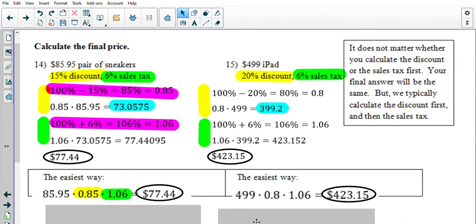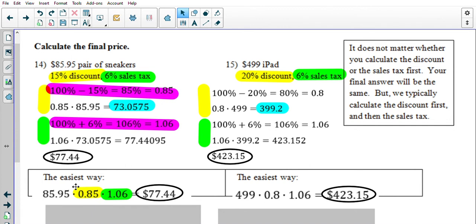Now, something I really want to stress to you. I often have students who ask, if I have a 15% discount and 6% sales tax, can I just subtract them and get 9% and do a 9% discount on the $85.95 pair of sneakers? It will not work. The reason why is because you're not taking the 6% off of the original price, you're taking it off of the sale price. So if you subtract them and just do 9%, you're doing both of those on the original price, neither of those on the sale price. So you definitely want to do those separately.